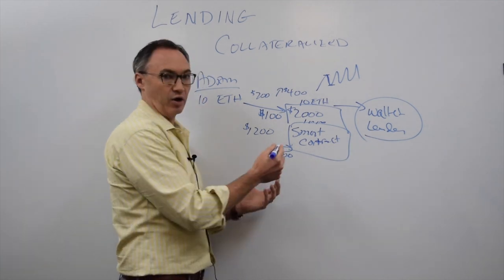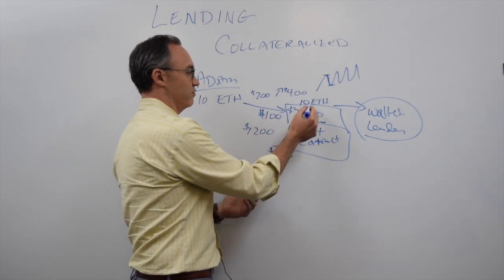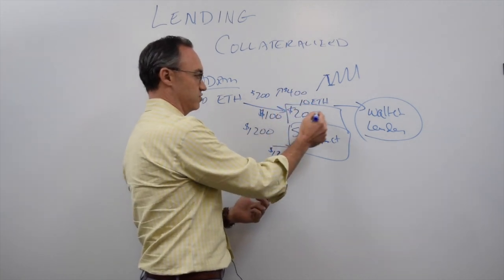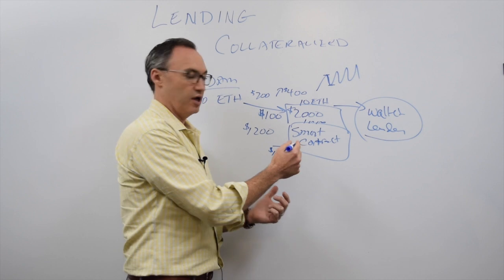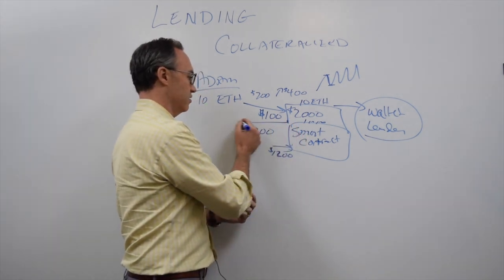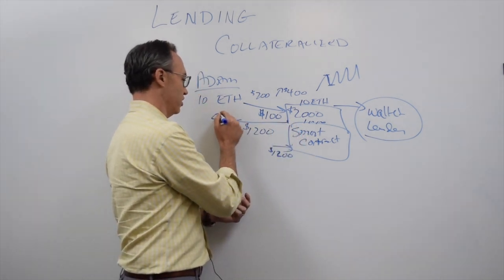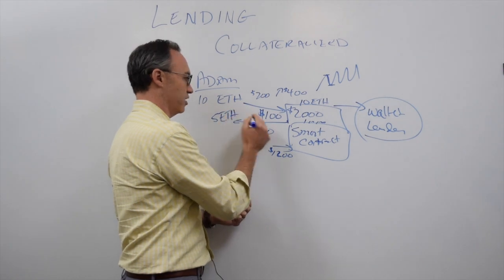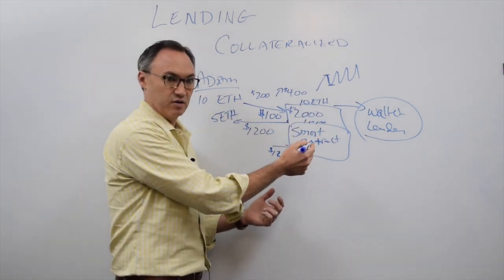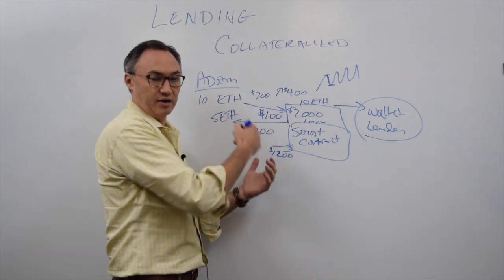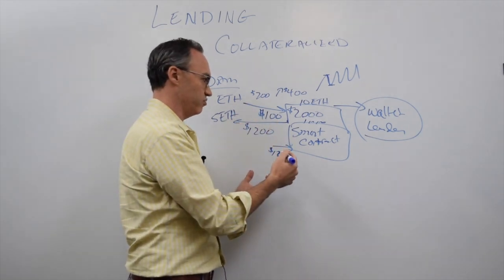Now, the reason I might want to do that again is because I think the value of this 10 ETH is going to go to $400, and this is going to be worth $4,000. And at that point, I can take half my ETH out, so I can take 5 out of this smart contract and leave only 5 in here. And maybe I can go do it again. I can sell this. I can spend it, whatever I want to do.